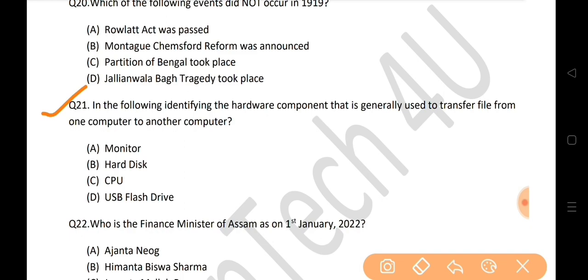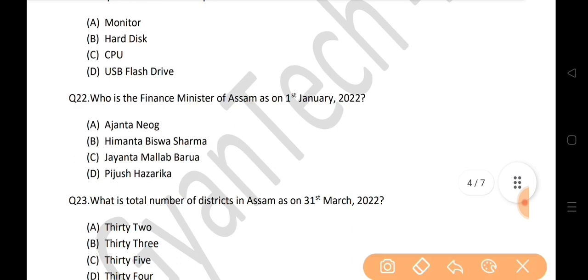Next question, identify the hardware component that is generally used to transfer file from one computer to another computer. Correct answer is option D, USB flash drive. Next question, who is the finance minister of Assam as on 1st January 2022? Correct answer is option A, Ajanta Neog.